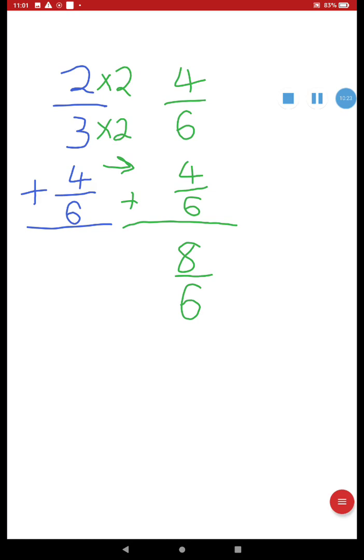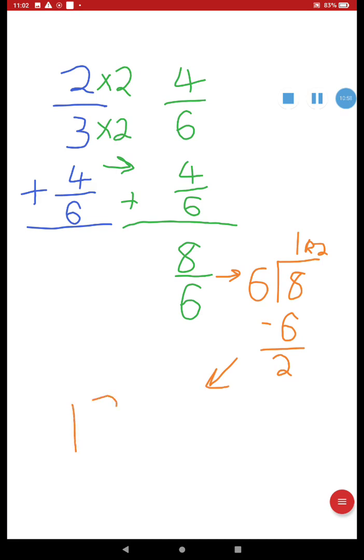Remember, I do that by putting 8 in the box, 6 outside of the box. Remember, look at your sticky note that you just wrote. That's what's going to help you. 8 divided by 6 is 1. 1 times 6 is 6. 8 subtract 6 is 2. 1 remainder 2. I can write that. 1 is my whole number. 2 is my numerator. 6 is my denominator.